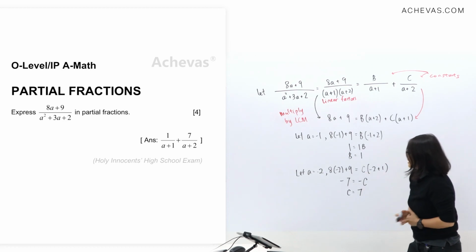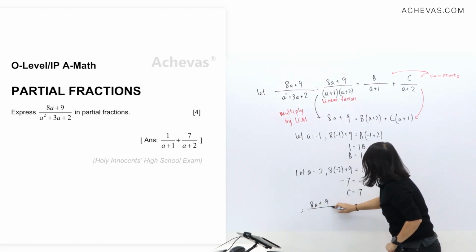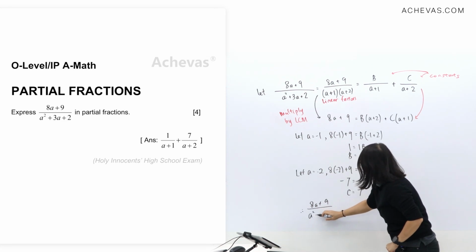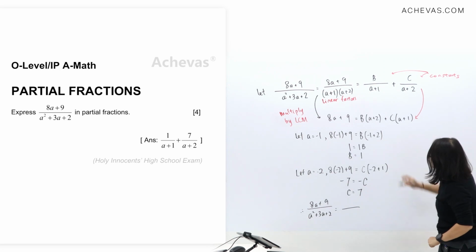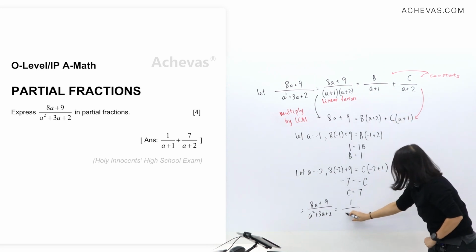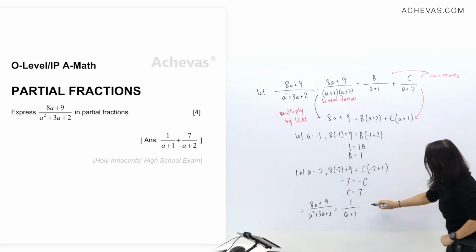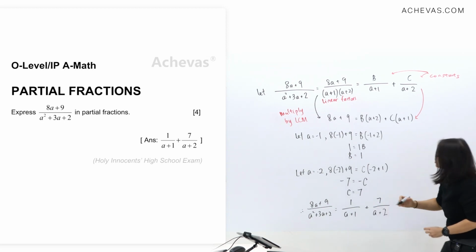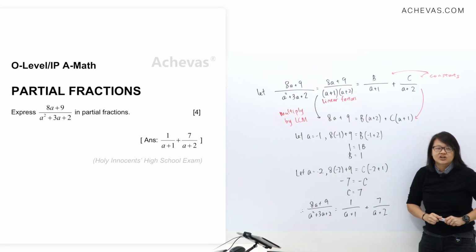Let's make a conclusion now. The question is (8a + 9) over (a squared + 3a + 2). Writing in partial fractions, the first one here is 1. Let me insert it here and write it as 1 over (a + 1). And c, replace it here. I'll have plus 7 over (a + 2). So these are the steps to do a simple partial fractions question.